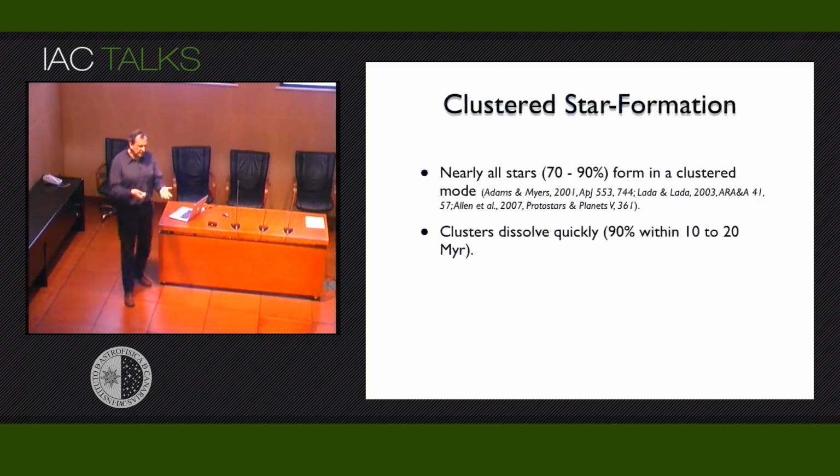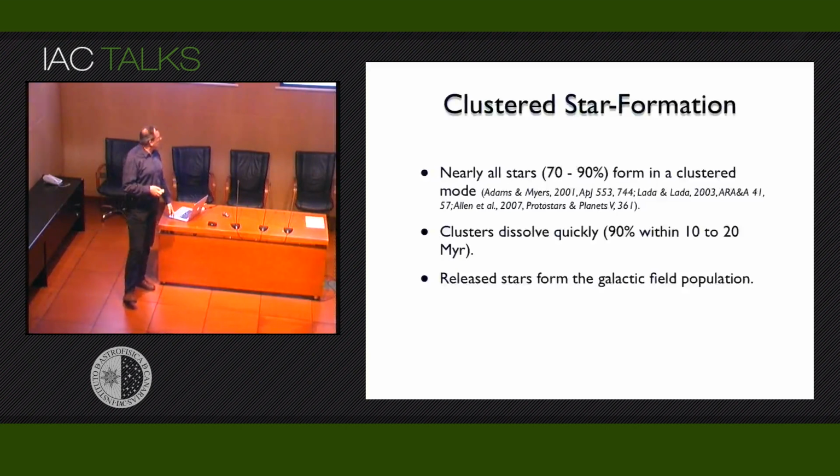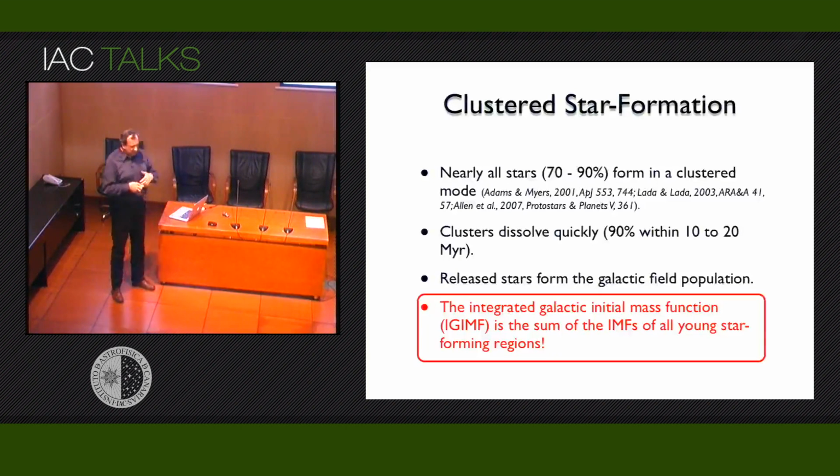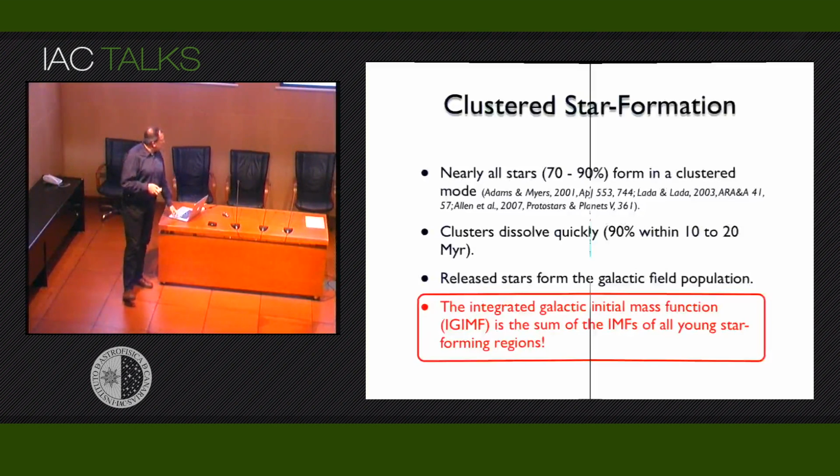So they can dissolve very quickly, because the majority of the feedback from the stars is very early on, especially if you have O-type stars. They only live a few million years, and during this time and at the end put a lot of energy into the medium where they're formed from. And these released stars then just form the normal field populations. And if you want to study the IMF of a whole galaxy and not just a single star cluster, you have to add up all star formation in that galaxy.